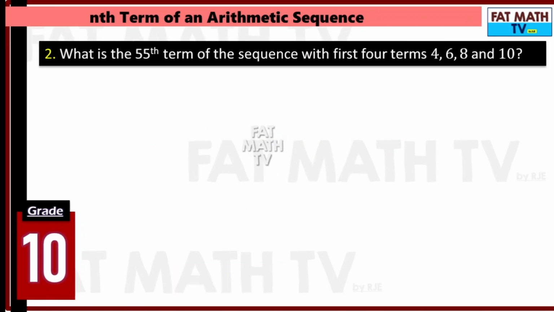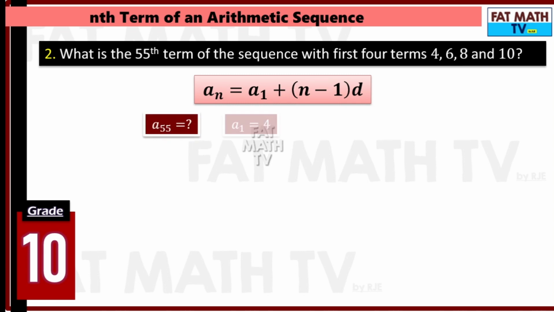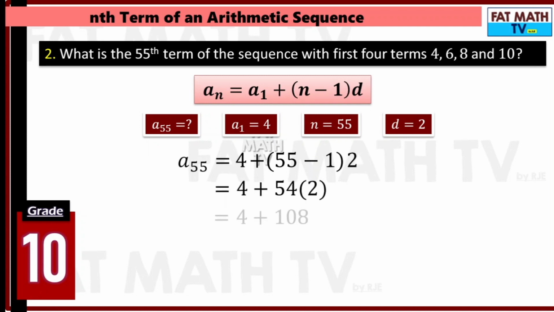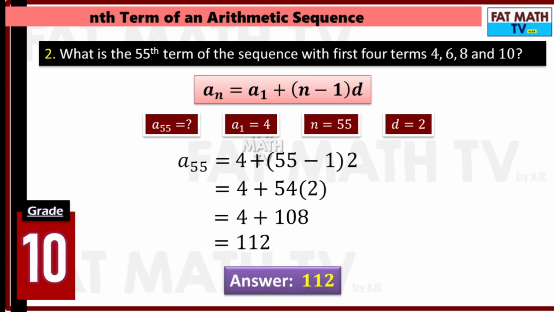Example number 2. What is the 55th term of the sequence with first 4 terms 4, 6, 8, and 10? Okay, same sequence, so same a sub 1, same d. So n is 55 because it's the 55th term, and d is still 2. So a sub 55 is, a sub 1 is 4, plus 55 minus 1, d is 2. So 55 minus 1 is 54. 54 times 2 is 108. 108 plus 4 is 112. So the 55th term is 112.